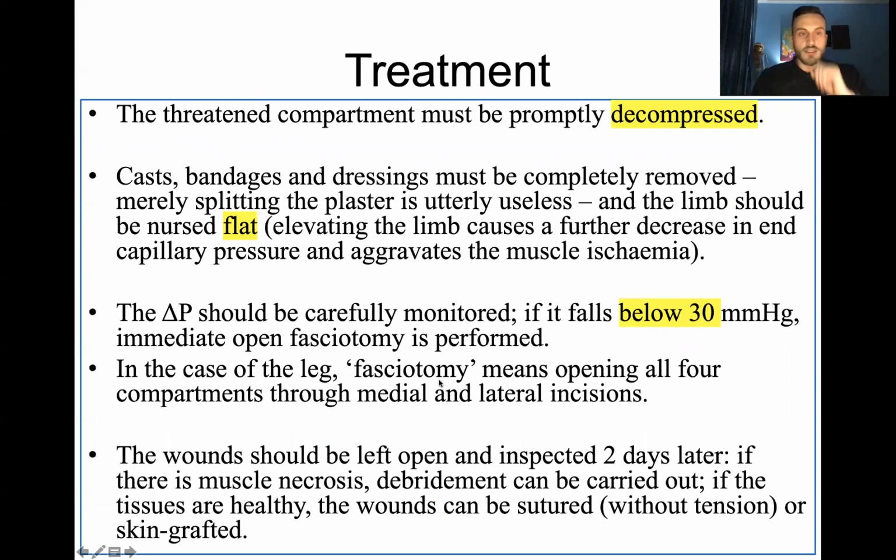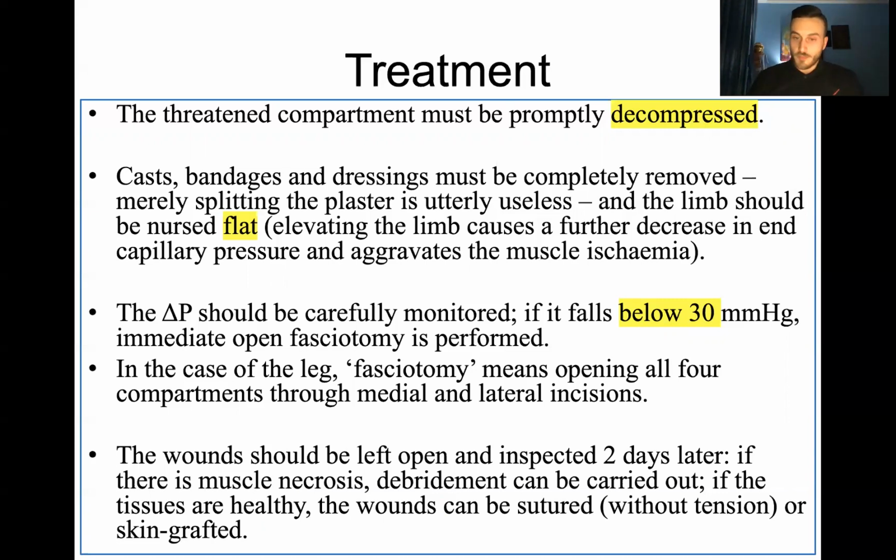Okay. Now for the treatment of compartment syndrome, it is definitely decompression. You have to decompress. So the first thing to do, remove the cast, remove the bandage. Any dressing outside, you have to remove it. Okay, lie the limb flat. Don't elevate. If you elevate the limb, the pressure will go down, so the arteries are pushing blood, they can't reach the hand or the leg. That's why you have to keep it flat.